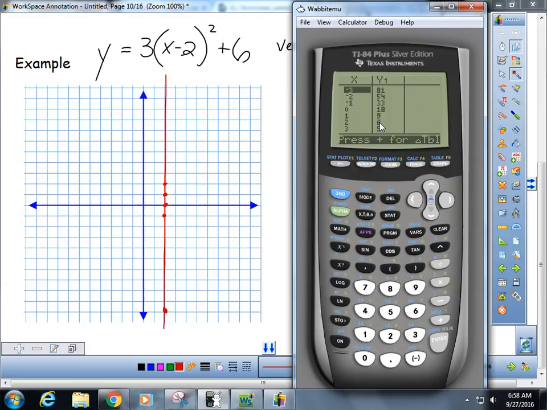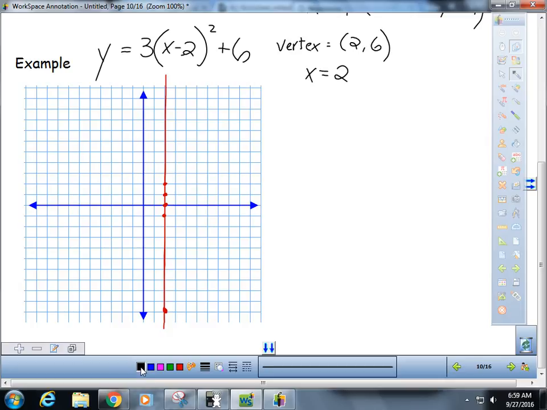We don't have a lot of points there that I can graph. 0, 18 is going to be way up. Let's go 1, 9, 2, 6, and 3, 9. So I'm going to graph this in black. 1, 9, 2, 6, 3, 9.